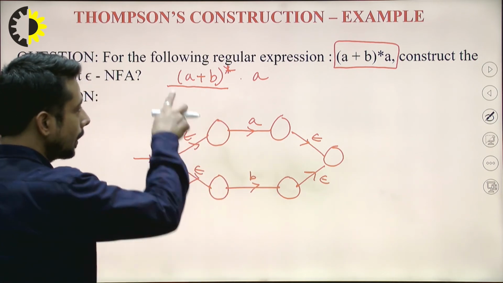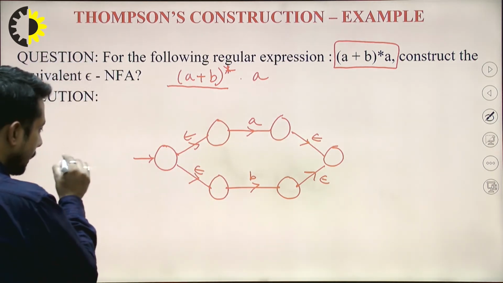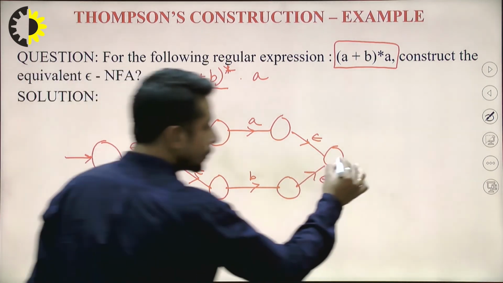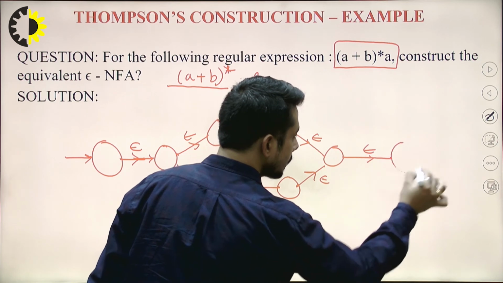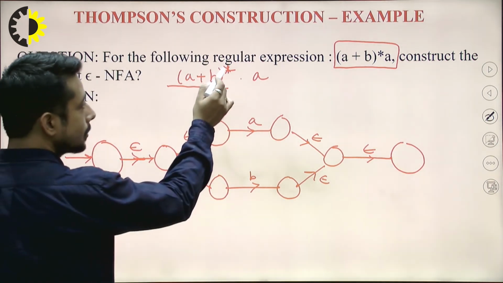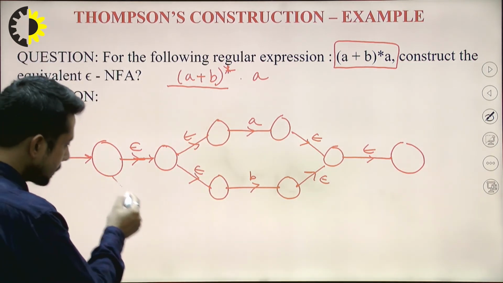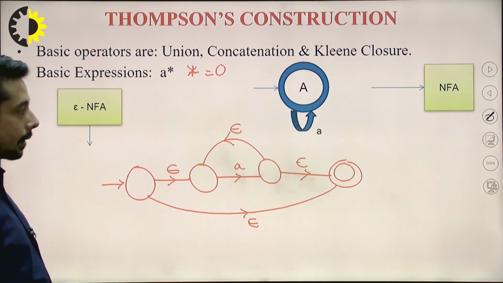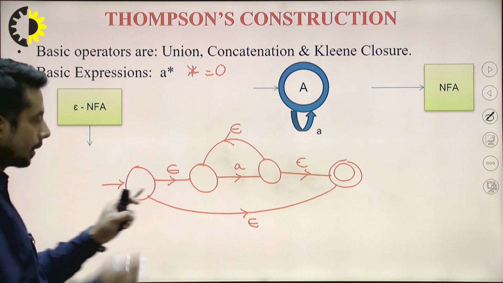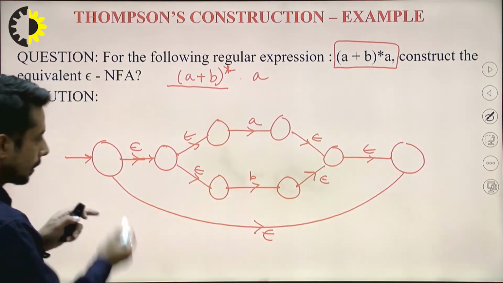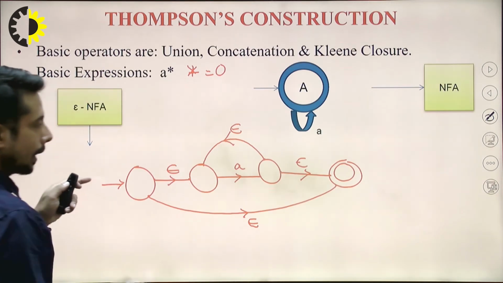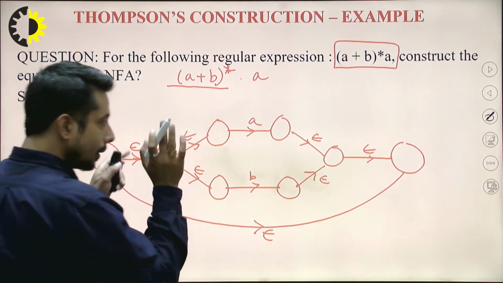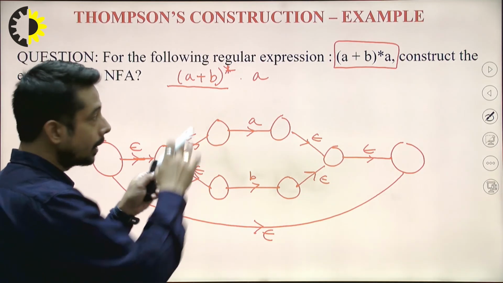Correct? If I have to make A plus B whole to the power Kleene closure, then definitely I need to introduce one more initial state, and this will be an epsilon transition. And I have to make one more epsilon transition and make this a final state. If the asterisk becomes 0, then from the initial state to the final state, there will be an epsilon transition. Correct? Look at this diagram. A to the power Kleene closure, right? From the initial state, there is an epsilon transition, and this part is for A, and this will be for B. Correct? Now, is this A to the power Kleene closure or A plus B to the power Kleene closure?